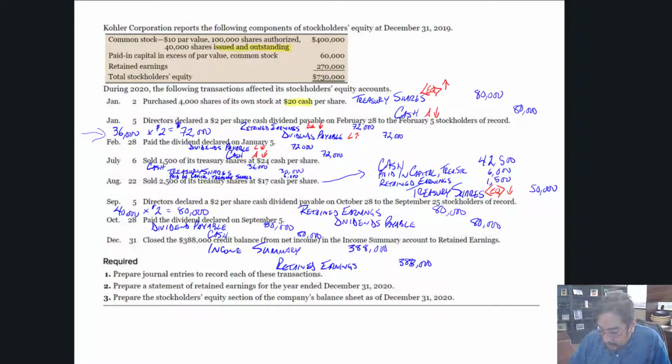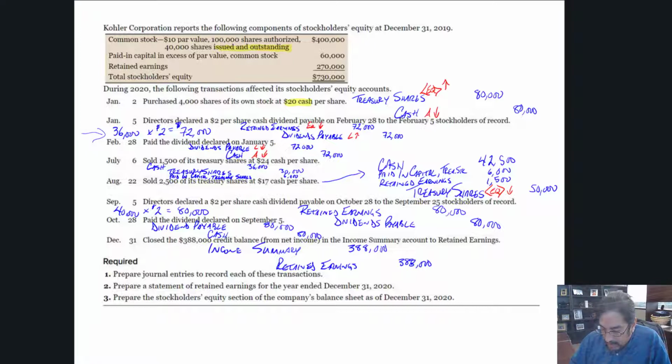So income summary has a credit balance of $388,000. We are getting rid of it, so we debit and we zero out that account and we move it over to retained earnings. That's part of the closing entries. That was from, I think it's chapter 3. I can't remember if it's 3 or 4. I think it was chapter 3. Prepare journal entries. That's done.